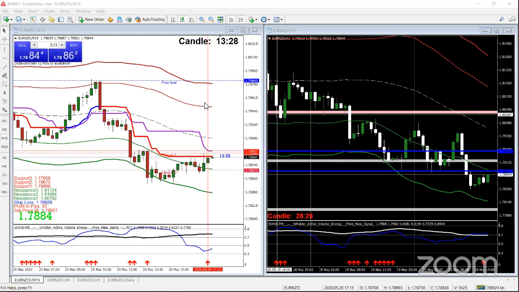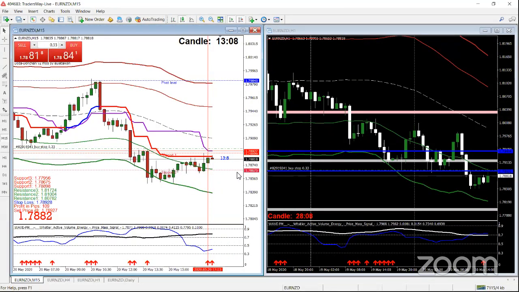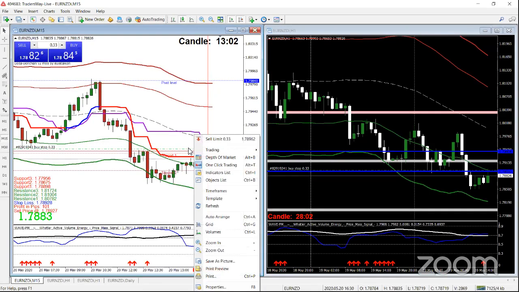Remember, this right here was over here for this entry. Now we've got our new entry. This is our new entry. Pending order, buy stop. If it goes above that, you want to buy.